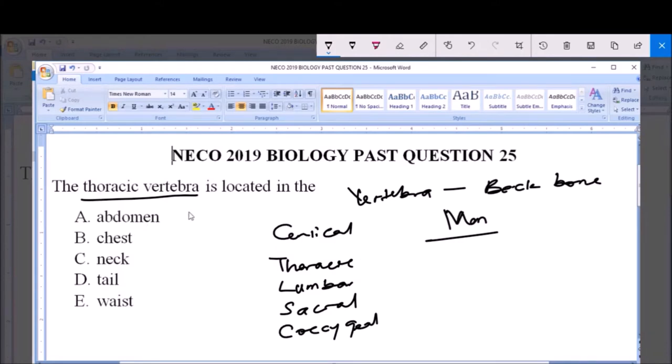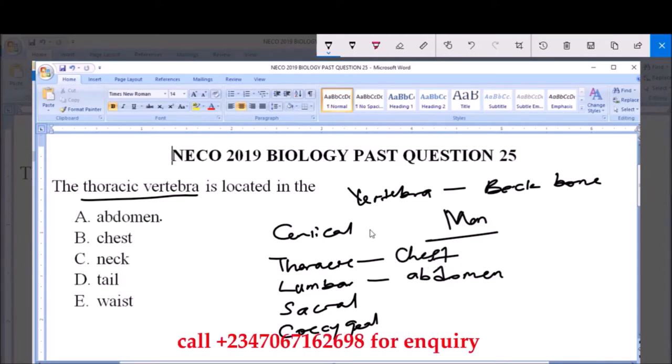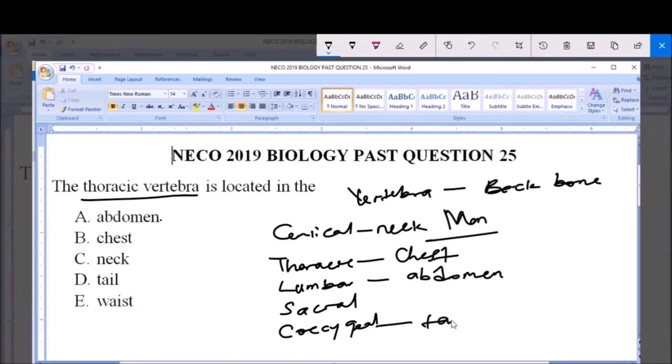Option A here says abdomen. Abdomen is actually the location for the lumbar vertebra. Now, B says chest. Chest is the location for the thoracic vertebra. C says neck. Neck is the location for the cervical vertebra. D says tail. Tail is the location for the coccygeal. And then E says waist. Waist is the location for the sacral vertebra.